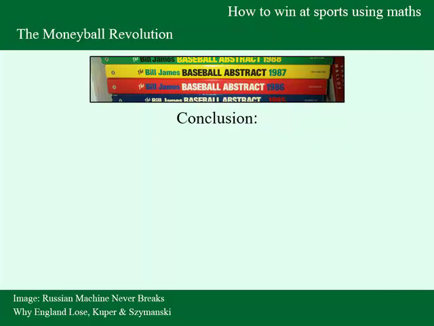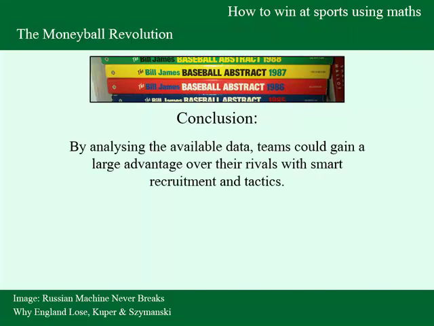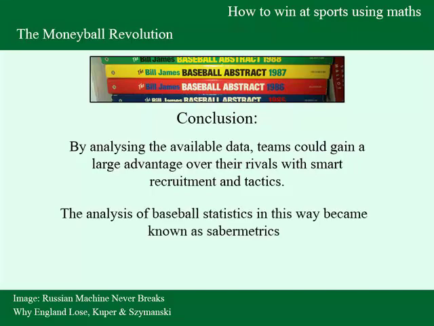So, in conclusion, they decided that a team could get a huge advantage over its competitors by analysing the data that was available. This became known as sabermetrics, which is one of my least favourite names. It comes from the Society of American Baseball Research, and then they stuck an E in the wrong place and then put metrics on it, which is not one of my favourites. But anyway, this is the real start of the use of maths and statistics in sport.